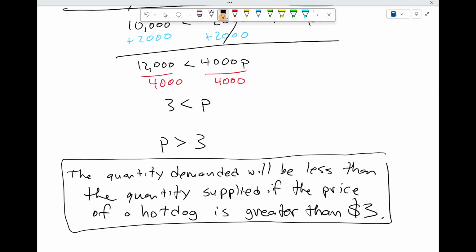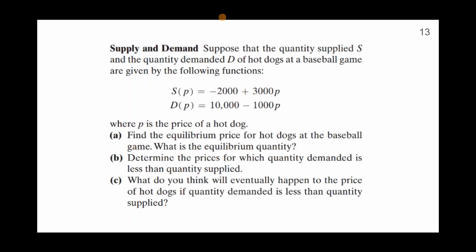and bigger, less and less people will want it, but the people selling it are happy to sell it, or will want to make more of it if they feel like they can sell it for more than $3. So the supply will go up if the price is above $3, but the demand will go down, and so the supply will be larger than the demand. And what do you think will eventually happen to the price of hot dogs if quantity demanded is less than quantity supplied?